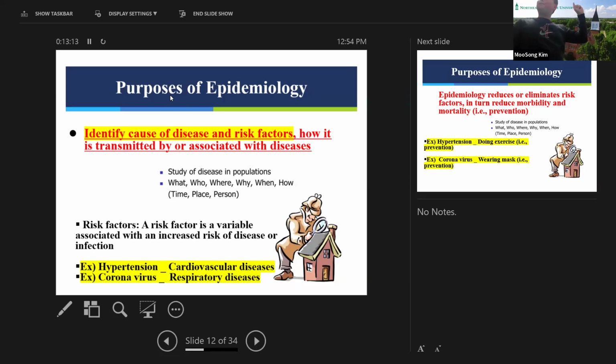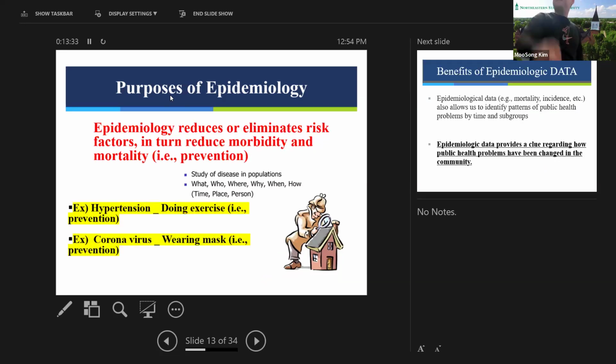Hypertension, the relationship between hypertension and cardiovascular disease. Hypertension is the cause, and cardiovascular disease is the disease, right? How about coronavirus and respiratory disease? Which one is a risk factor? Yes, coronavirus is a risk factor, right? So we identify these causes of disease, and then eventually we can eliminate the risk factors, and we can reduce the increase of the disease, reduce disease occurrence, right? So we can prevent disease, right?